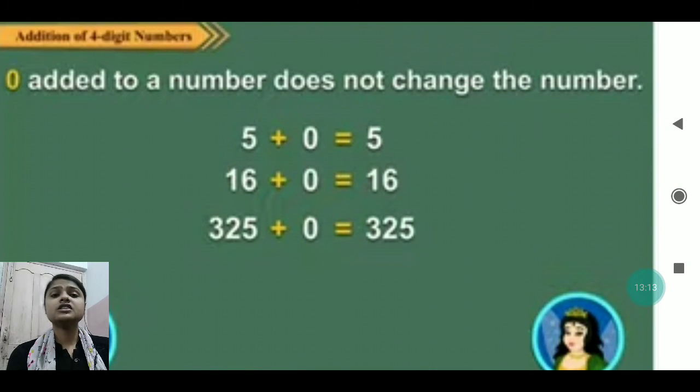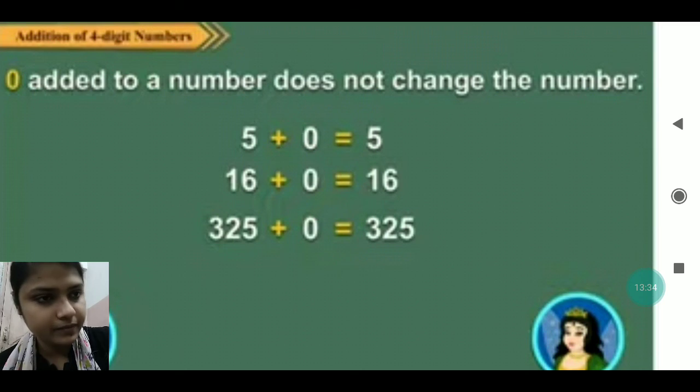You can see 0 added to a number does not change the number. It will give the number itself. 5 plus 0, 5. 16 plus 0, 16. 325 plus 0, 325. Okay, so any number, bigger, smaller, that doesn't matter. When you are adding any number with 0, it will give the number itself only.